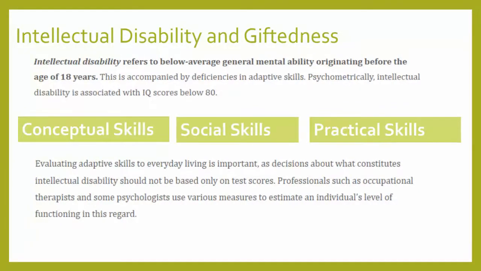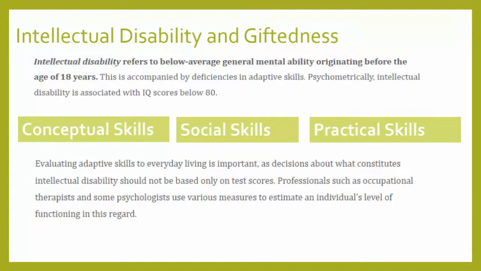Intellectual disability is associated with IQ scores below 80. So you would do an intelligence test, the actual measure of intellectual disability using an IQ test. If somebody gets below 80, it means that they fall into that intellectual disability percentage of the population. But it has to be accompanied as well by deficiencies in adaptive skills. And those adaptive skills are things like conceptual skills, social skills, as well as practical skills. So evaluating adaptive skills in everyday living is an important part of the diagnosis.